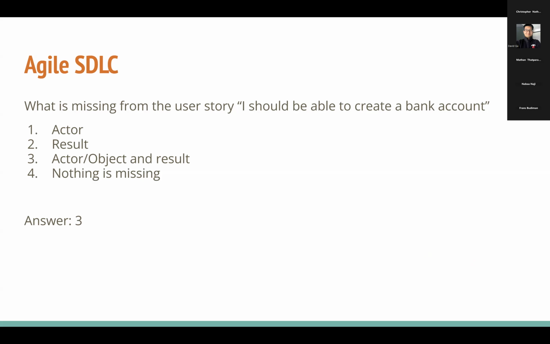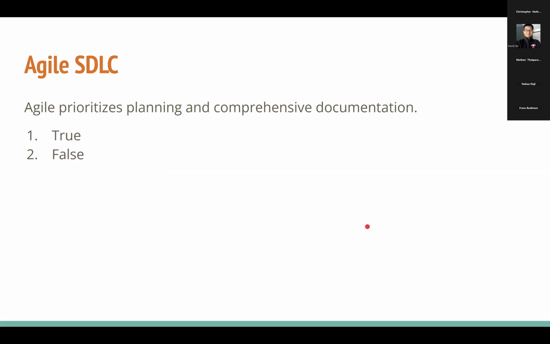Yeah, someone answered. As a user, I should be able to make a bank account so that I can store my money or save my money. Yep, that's great. And then this one: Agile prioritizes planning and comprehensive documentation. True or false?